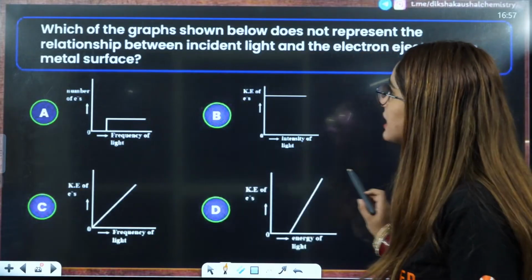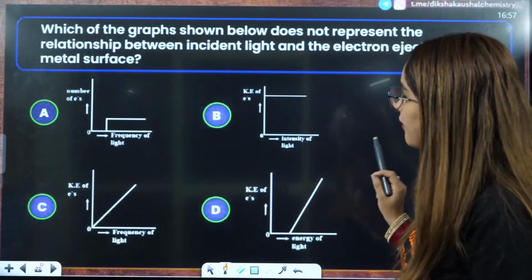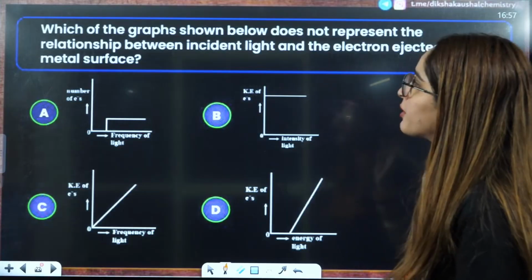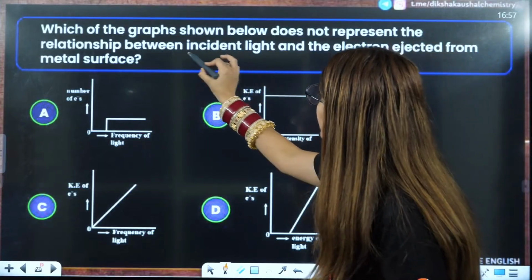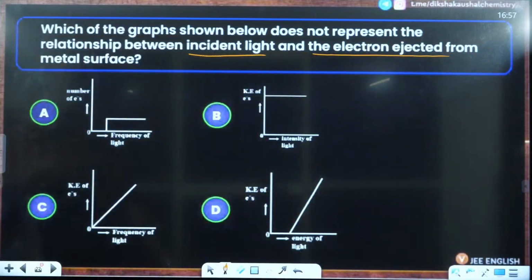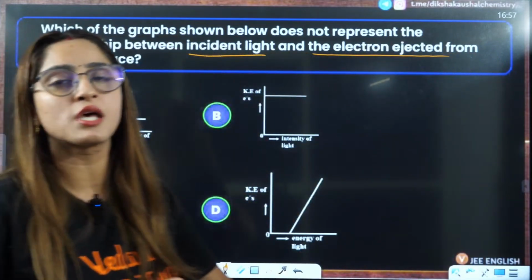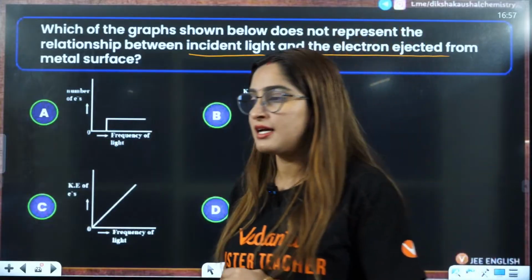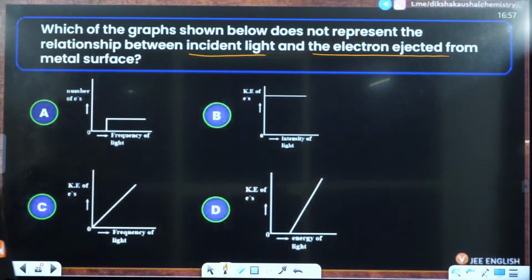Next question: which of the graphs shown below does not represent the relationship between incident light and the electrons ejected from the metal surface? From which effect is this? Anybody in the chat box? What is the name of this effect? Everybody?